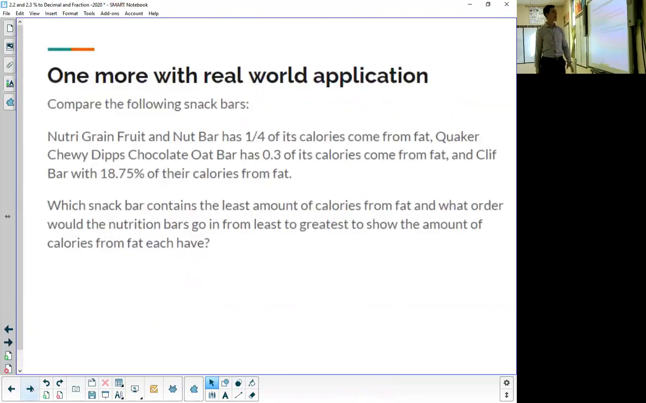Very helpful. And we can do that with a real world example as well. For example, on our nutrition bars for any food, we have a label. And some labels say, for example, Nutri-Grains fruit and nut bar has 1/4 of its calories come from fat. That is found on the label. It says 1/4 from fat. Quaker Chewy Dips chocolate oat bar has 3/10 of its calories come from fat.